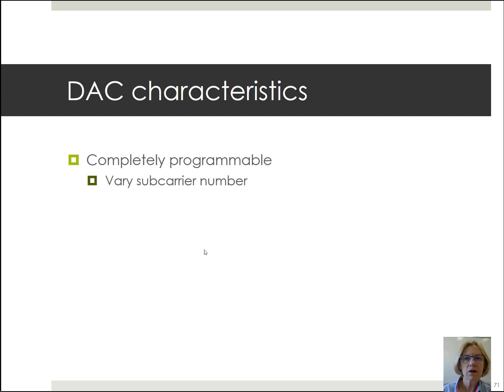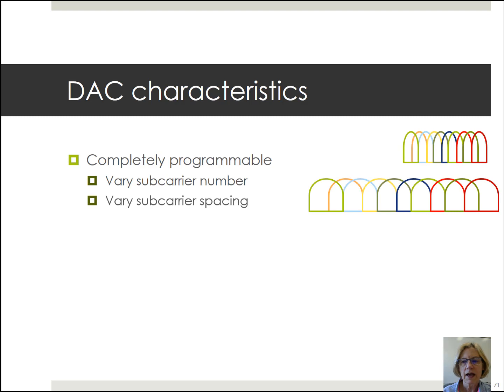So again, one of the key components, or the key component in adopting optical orthogonal frequency division multiplexing, is the digital to analog converter. So again, this is a means of complete programmability. So it's very easy for me to vary the subcarrier number just by changing the programming going into my DAC. I can also vary the subcarrier spacing, and of course what I mean by that is the bandwidth being occupied.